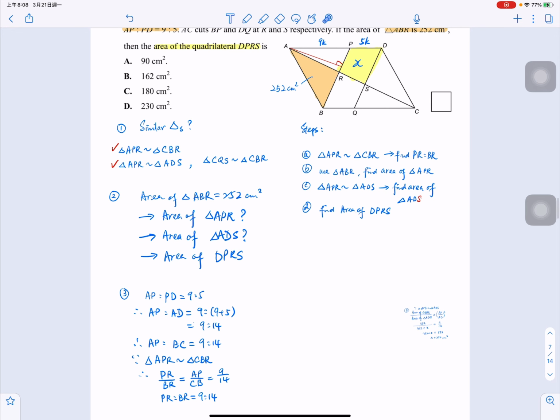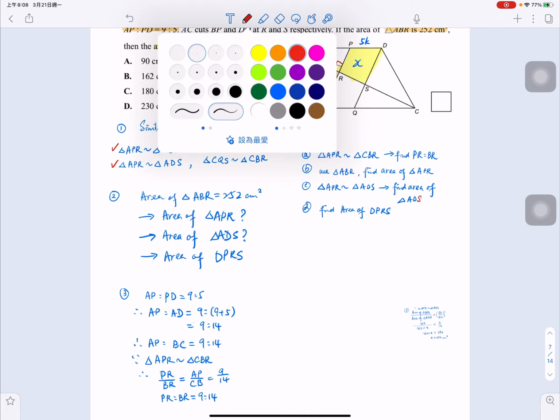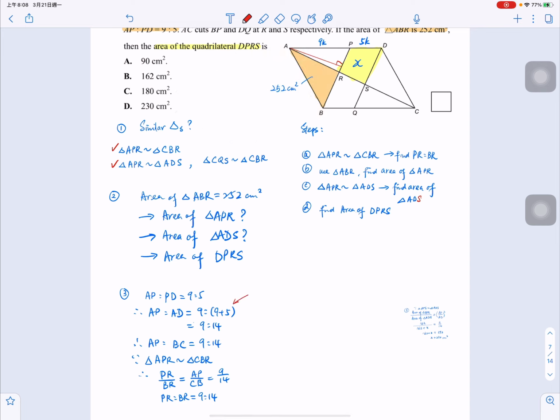Now here, AP to PD equals 9 to 5, right? So AP to AD, 9 plus 5. Actually, if we write it, maybe we need to write it as 9K to 9K plus 5K. But now it's multiple choice, so I will not write it like this. So this one 9 to 14. As a result, AP to BC is 9 to 14.